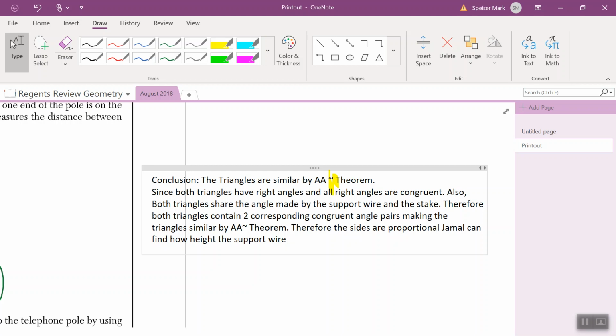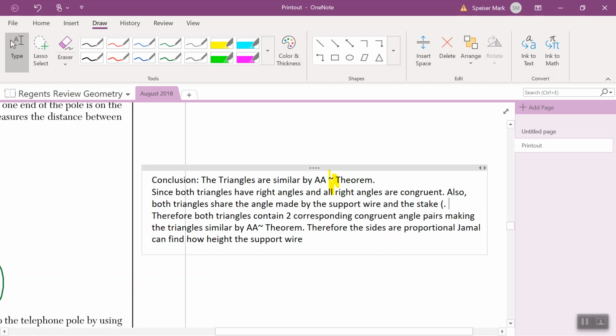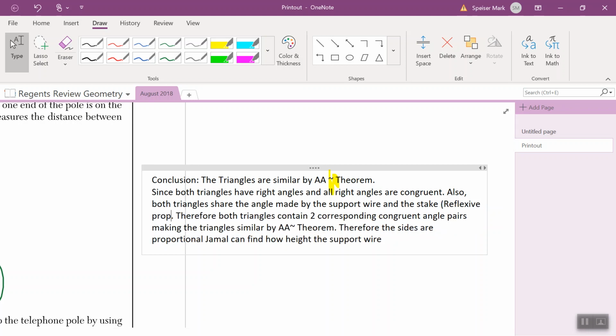Also, both triangles share the angle made by the support wire and the stake. Therefore, both triangles contain 2 corresponding congruent angle pairs, making the triangles similar by the angle-angle similarity theorem. It's not a bad idea to put in parentheses right here that this is the reflexive property, since we're saying the same angle equals itself.